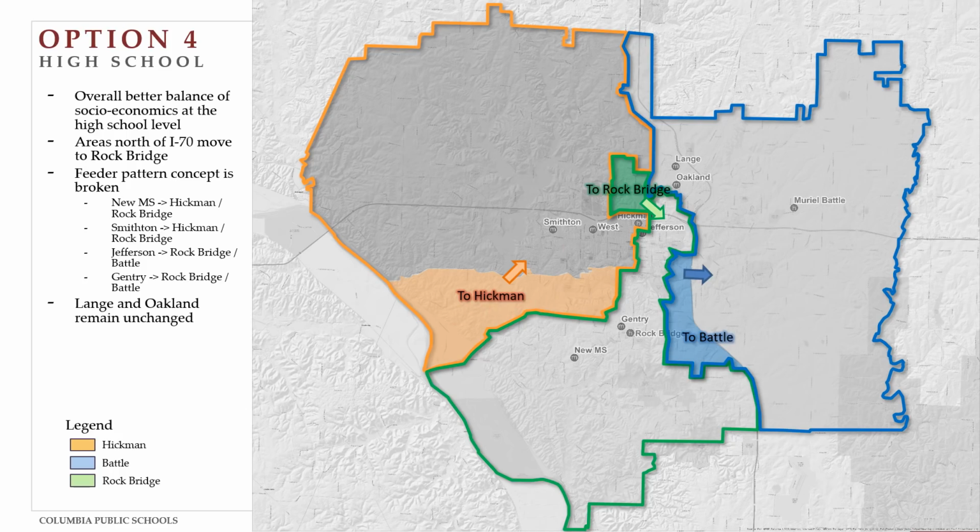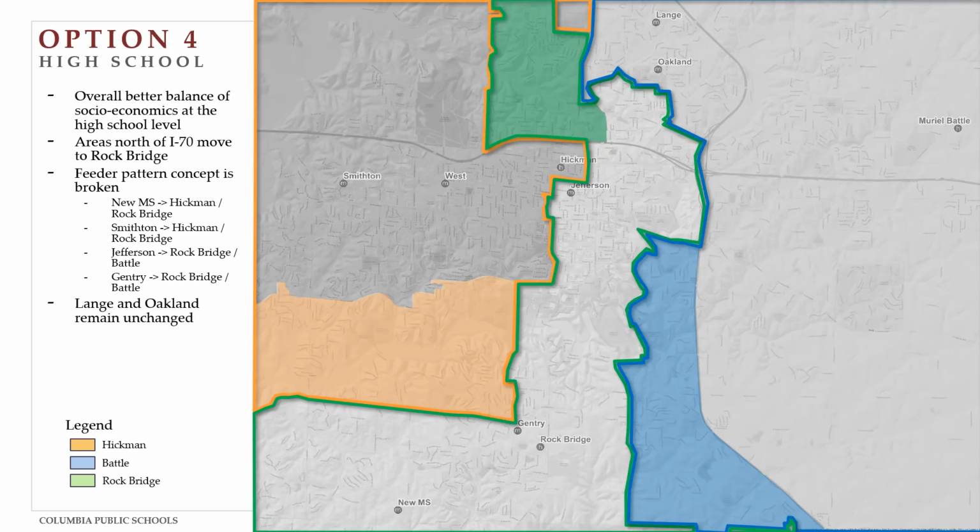And so there's some pretty significant high school movements in this option, kind of in an attempt to help balance the socioeconomic balance between all the high schools. Here's our zoomed in look at this. Again, Rockbridge to Hickman, Rockbridge to Battle, and then Hickman to Rockbridge.